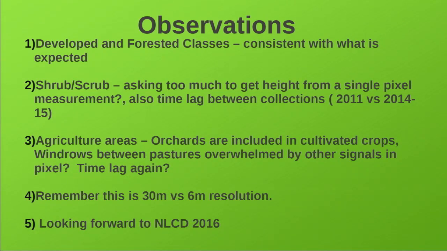And I think some of this is what you're getting. You know, the forested and developed, that works okay. The shrub scrub, I think trying to pull out something like the forest shrub might be asking a little too much of a single cell, single pixel analysis. The agriculture areas, what I'm thinking is happening there is you've got your windrows in between, and the grass signature is probably overwhelming the tree signatures coming out of that.